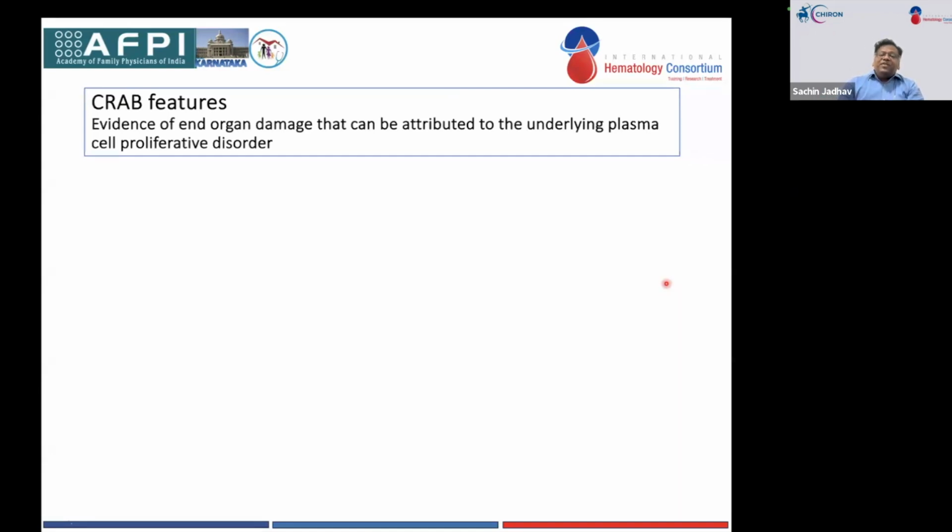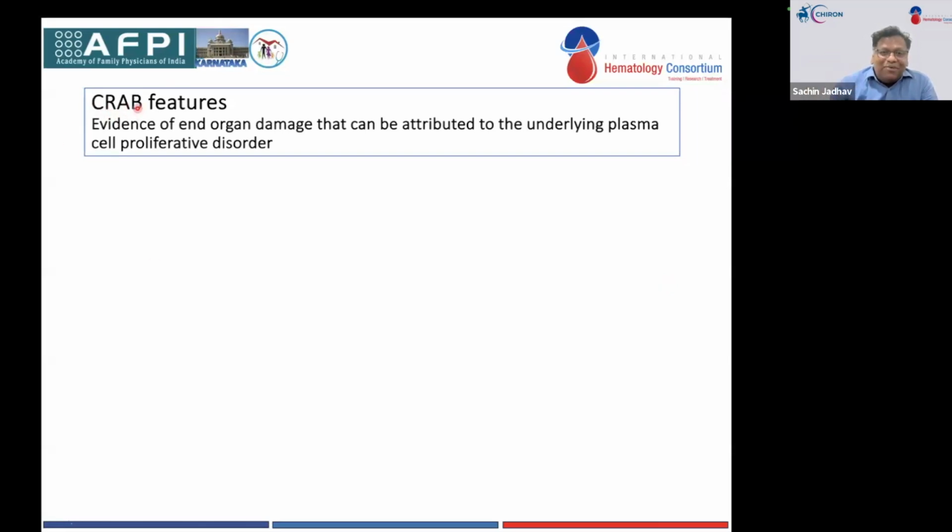What do we look into? The end organ damage that cancer cells are causing. These cancer cells will spread throughout the body and they can damage. In myeloma, the plasma cell may be sitting only in the marrow, but it is secreting this abnormal immunoglobulin, abnormal monoclonal light chain. This can go in the blood and damage organs.